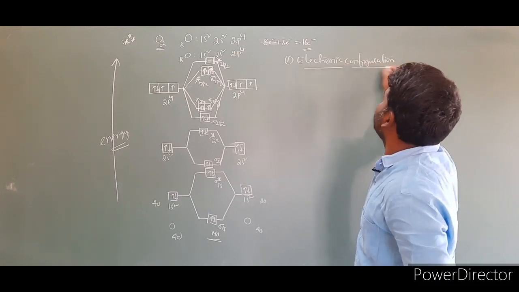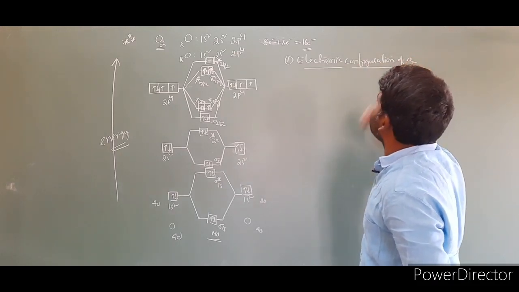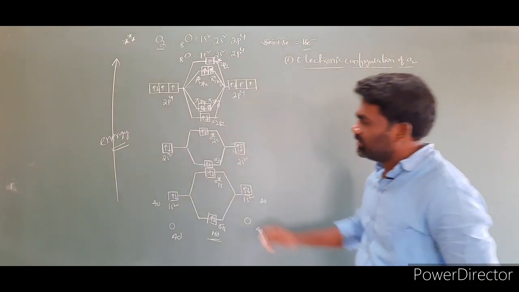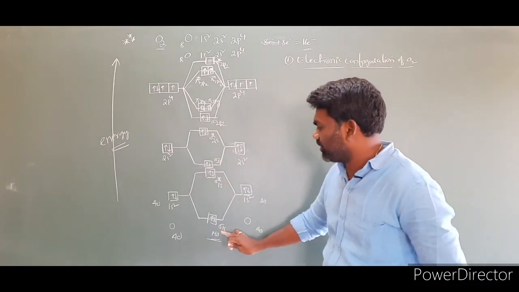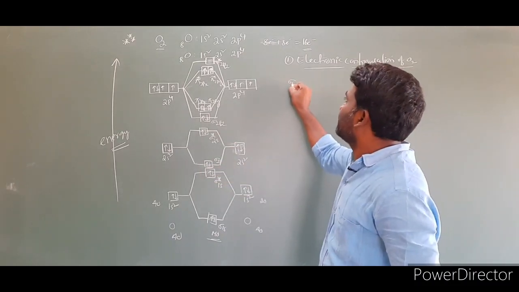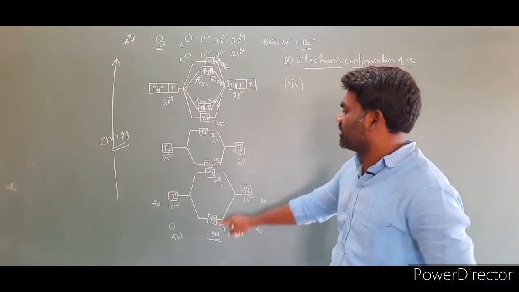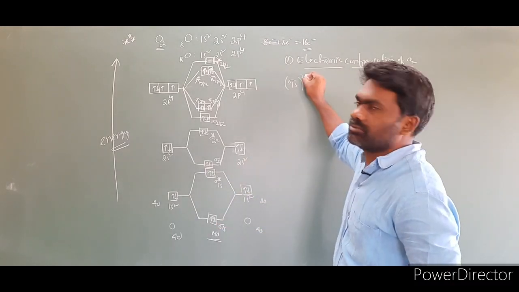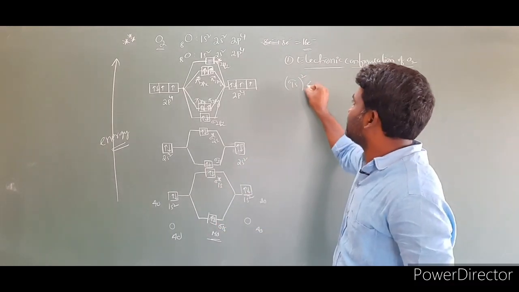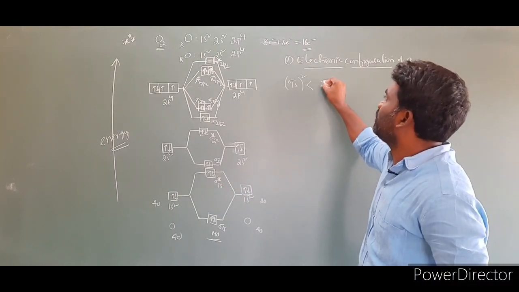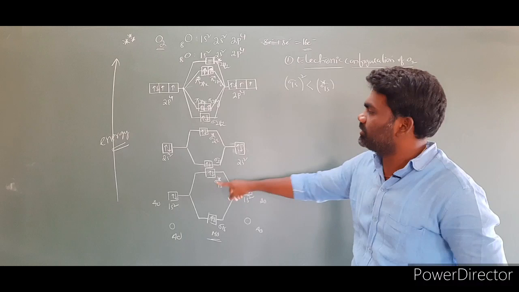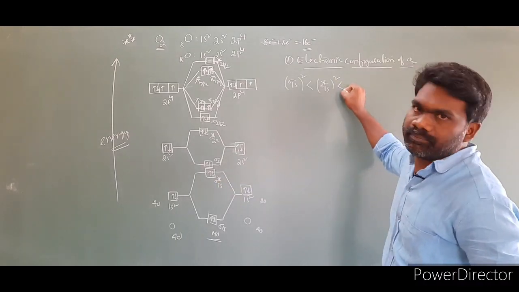Electronic configuration of O2. How to write? We can arrange these molecular orbitals from bottom to top. First what we have? Sigma 1s. How many electrons are there? 2. So sigma 1s2. Then sigma star 1s, how many electrons are there? 2. Is less than, isn't it?